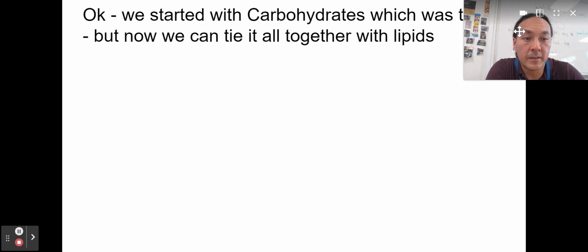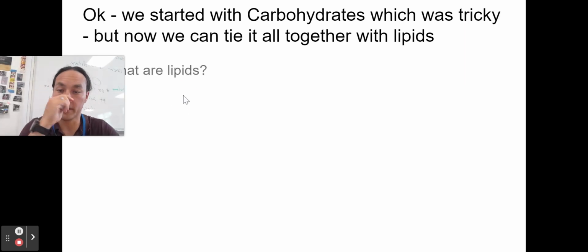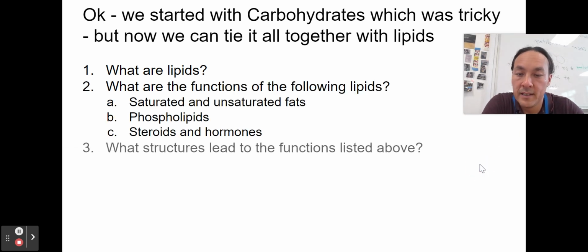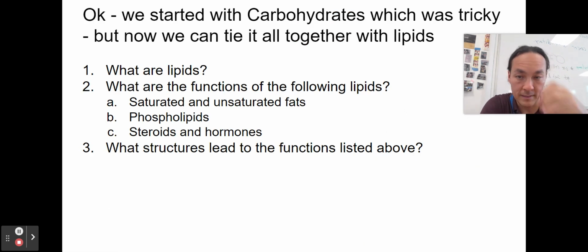All right, we started with carbohydrates, and we did that very quickly, but now we can tie it all together with lipids. Are we ready? What are lipids? What are the functions of the following lipids? And what structures lead to the functions listed above? Again, you can pause the video there for a second.